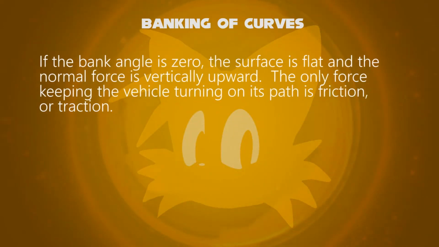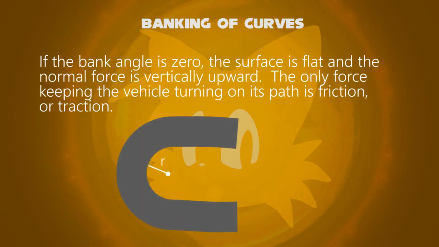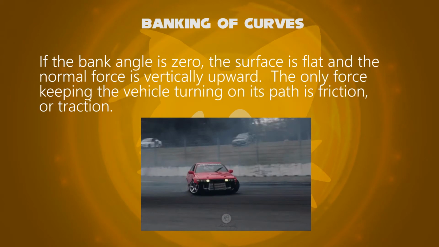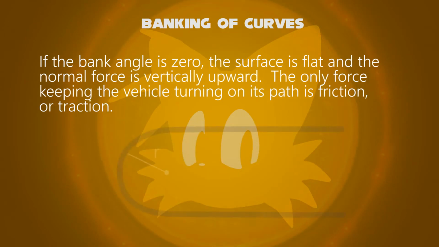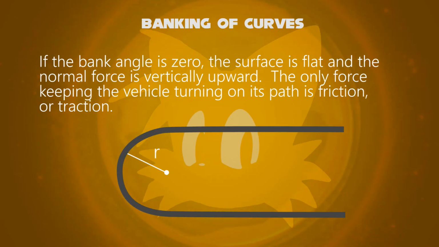If the bank angle is 0, the surface is flat and the normal force is vertically upward. The only force keeping the vehicle turning on its path is friction, or traction. To talk about the radius of a curve on a road, if the radius of a curve is too small and a car has to make a very sharp turn, it will skid off in case of high speeds. To not let the car skid off, the radius of road curvature must be increased.